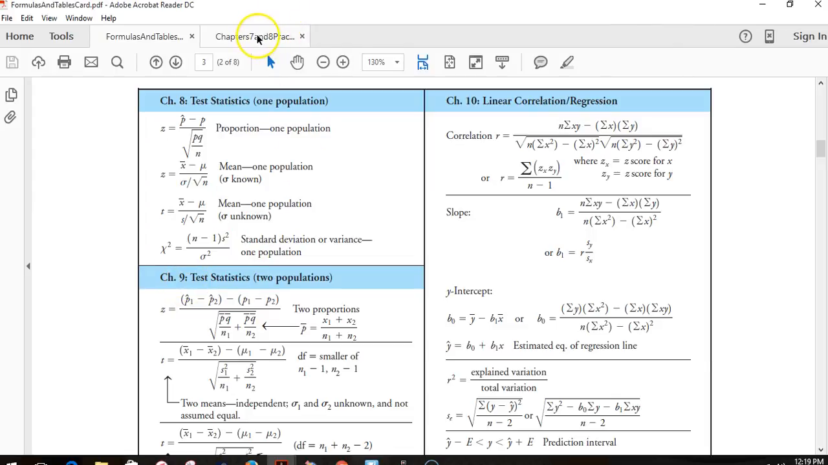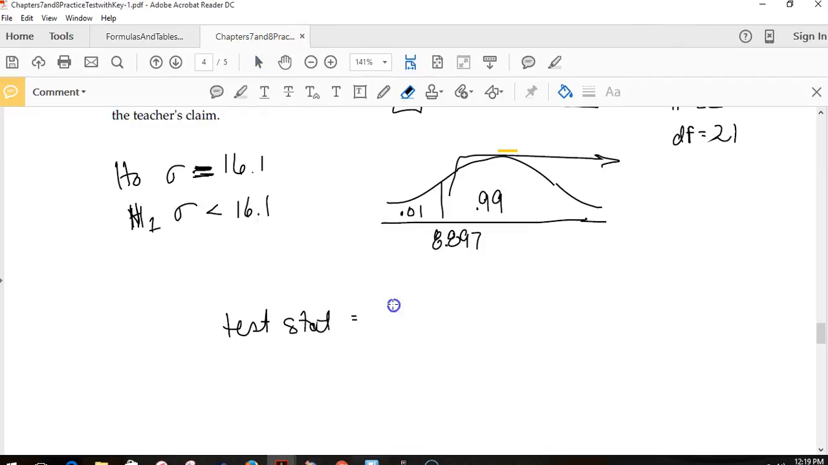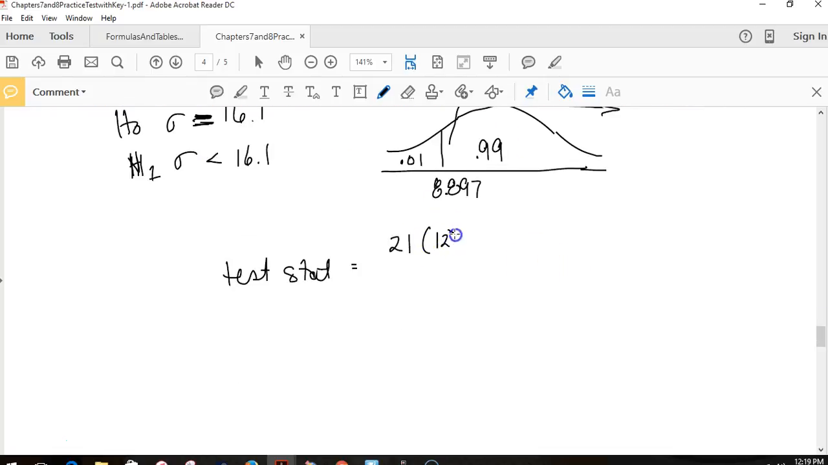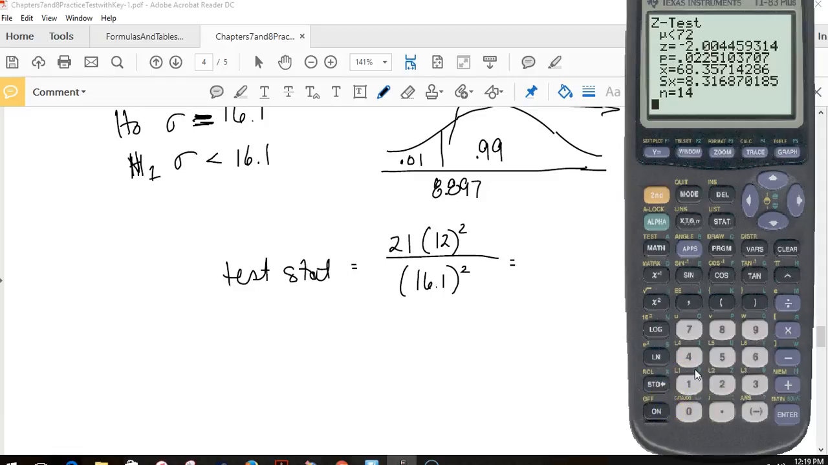Let's go back to the PDF. 21 is my DF. My standard deviation for the girls was 12. Population is a 16.1. And I'm going to find my test stat. 21 times 12 squared divided by a 16.1, that quantity squared. Ooh, and I get an 11.67.